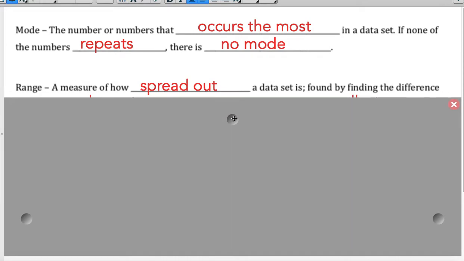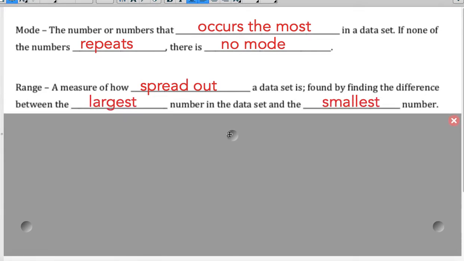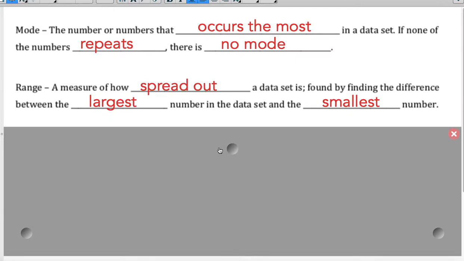And then the range. The range is a measure of how spread out the data set is. It's found by finding the difference between the largest number in the data set and the smallest. I think most of you think, oh, the range, that's so easy, you just take the largest minus the smallest. But it's really important to understand the range because it says how spread out all of these numbers are from each other.